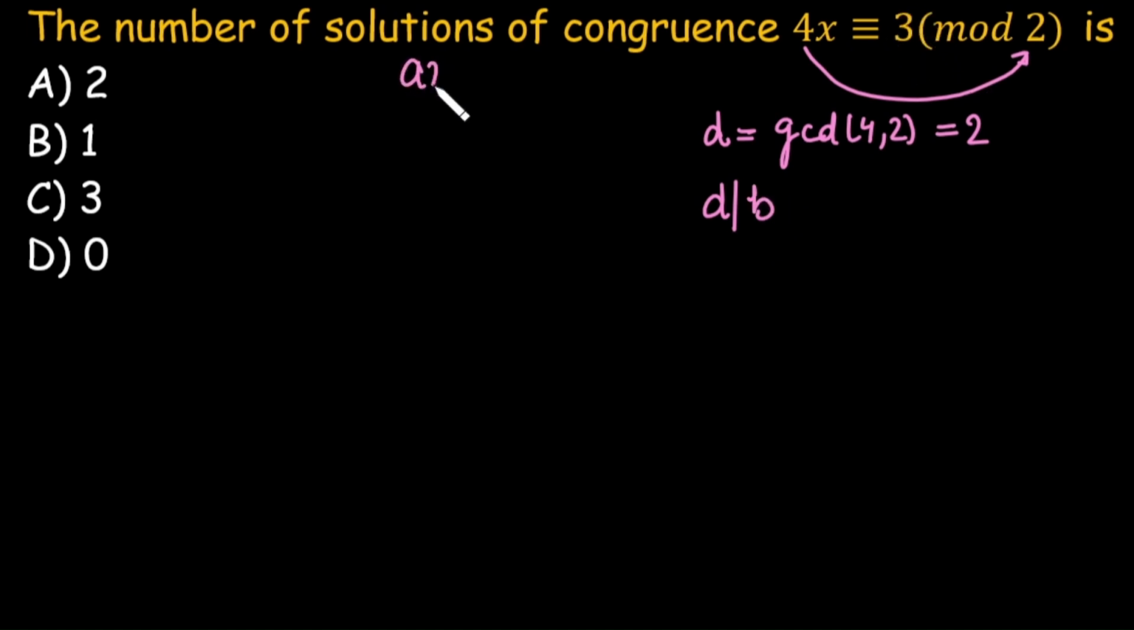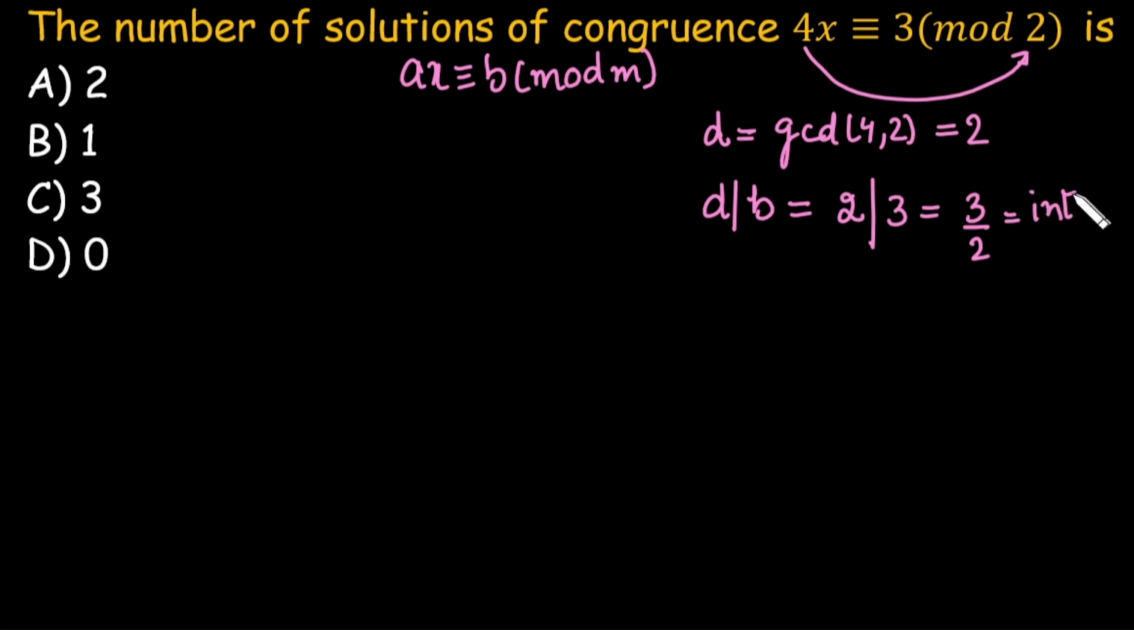Basically we have this congruency in general form. We have calculated the GCD of A and M. Now check whether the GCD divides B or not. GCD is 2. The value of B is 3. Does 2 divide 3, meaning is 3 by 2 an integer? No. So it means 2 does not divide 3. This implies it has no solution. So the total number of solutions in this case is 0.